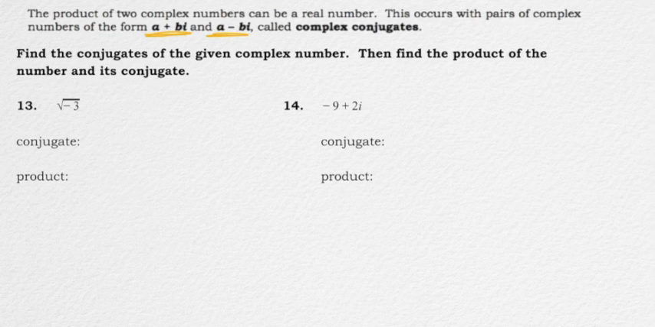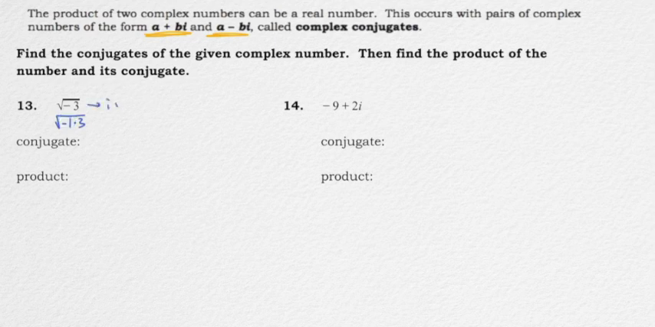So these problems, it says find the conjugates of the given complex number, then find the product of the number and its conjugate. So 13, we actually start you off with kind of a weird one because we can't really take the square root of negative 3. So the square root of negative 3, I'm just going to change this into the square root of negative 1 times 3. So this part of it is just i.